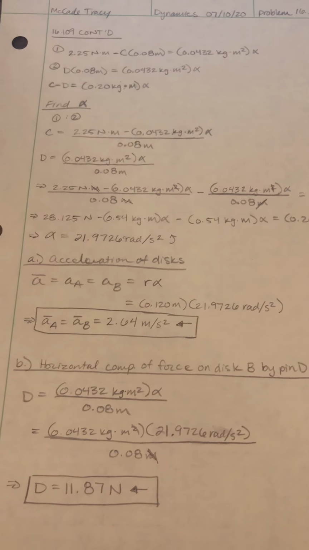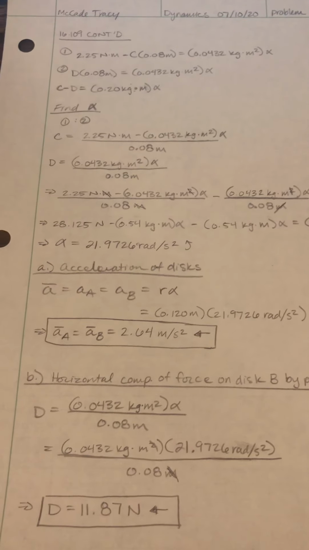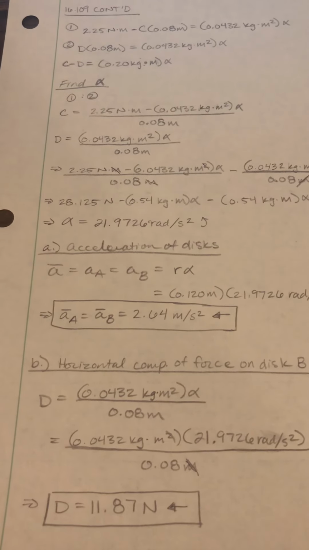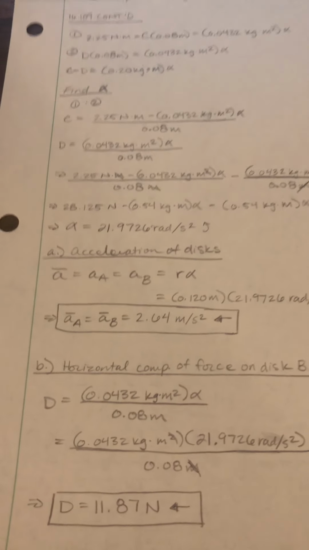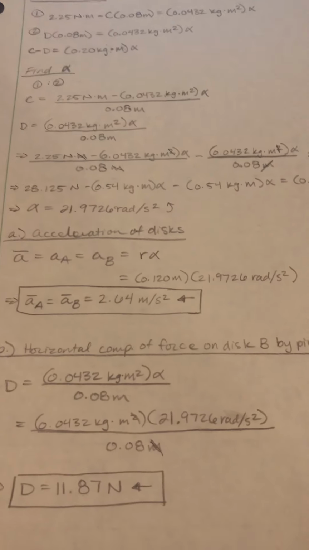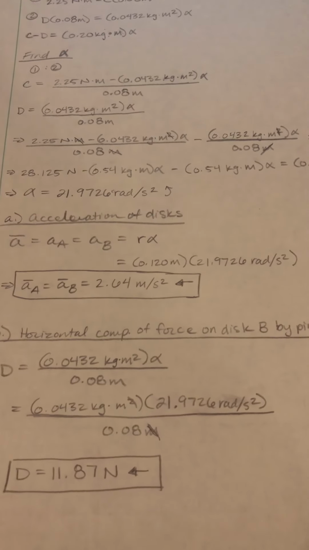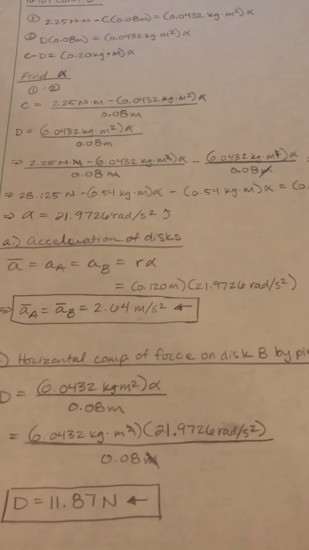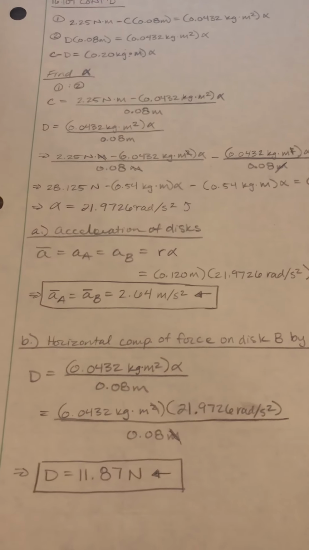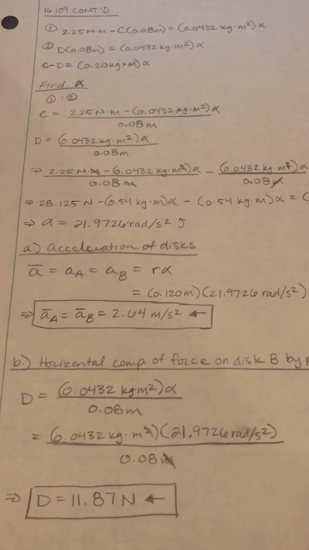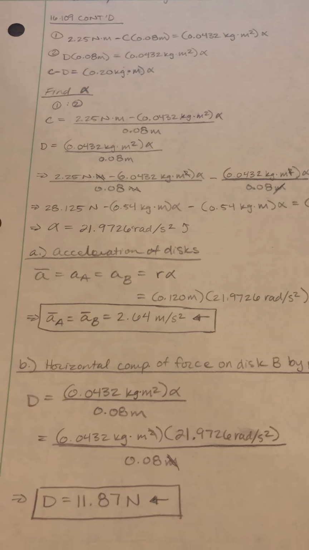As before, at the beginning of the problem, we had this equation: the acceleration at A equals the acceleration at B, which is equal to the radius times alpha. As they are both the same radius, 0.120 meters, we multiply that by the alpha that we just calculated, and we find that the acceleration of the discs is 2.64 meters per second squared to the left.